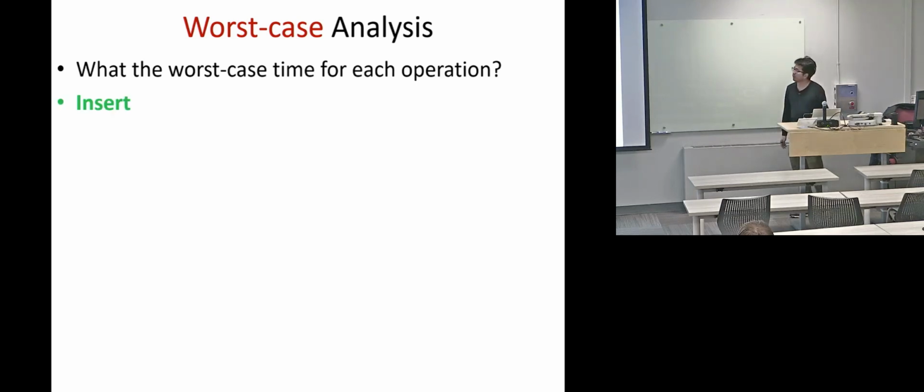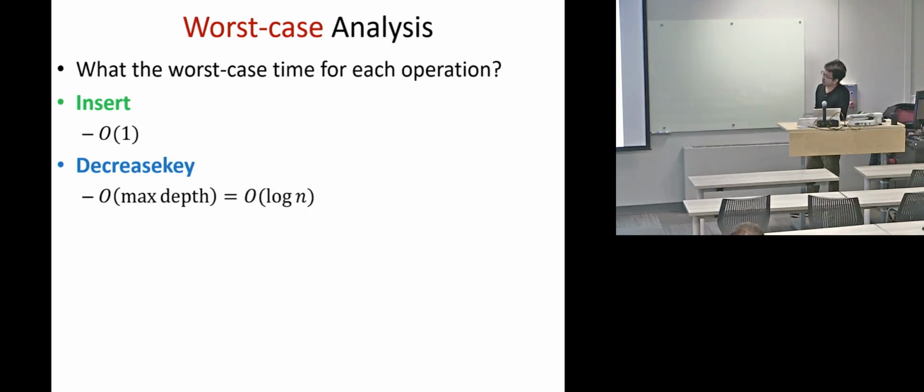So what's the worst case cost for insert? Can someone tell me? Yeah? Constant. Yeah, we just add some node, put a pointer there. That's it. Trivial. How about decrease key? What's the worst case cost? Yeah. Logarithmic, because it's logarithmic depth, which is a logarithmic number of swaps. Exactly. Thanks. What's your name? John. Thanks, John. Yeah, the time to decrease key is the maximum depth, which is log n.